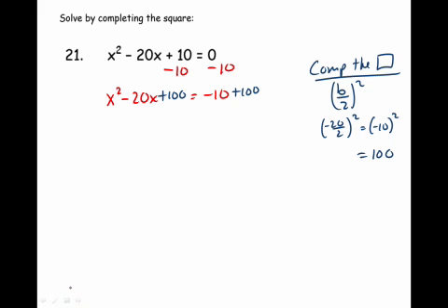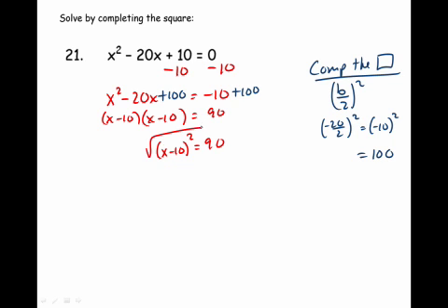So the reason we do that is so that when I factor the left side, this becomes x minus 10 times x minus 10. You can go ahead and double check that work, but that's what it works out to. And so we can rewrite this as x minus 10 squared. On the right side, negative 10 plus 100 is 90. So now as you can see, I get x minus 10 squared equals 90.